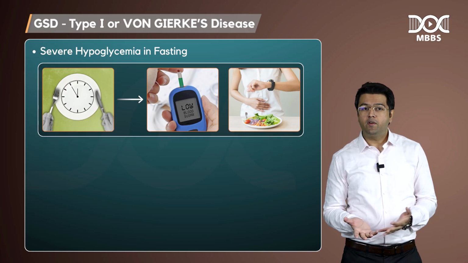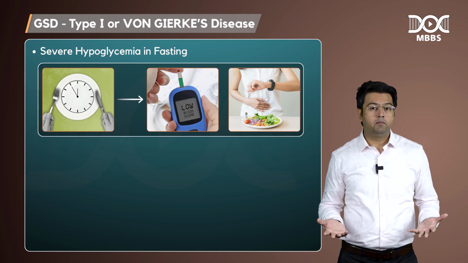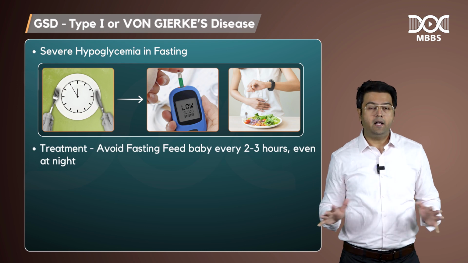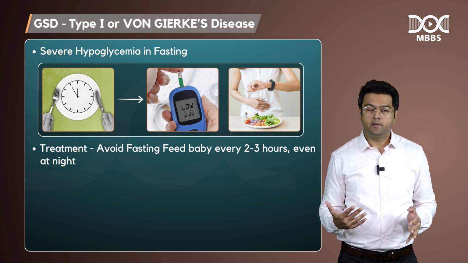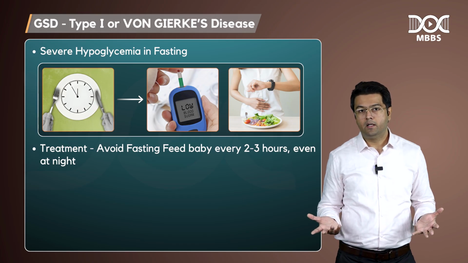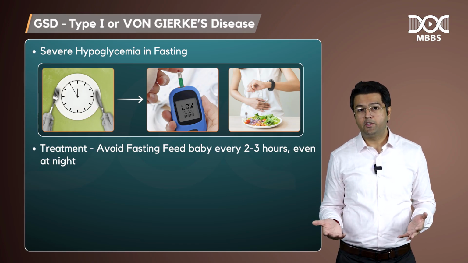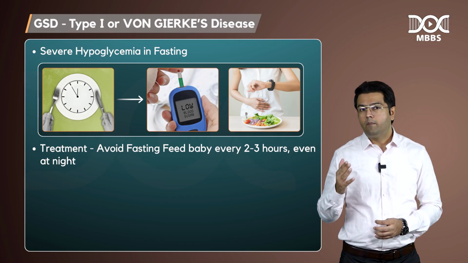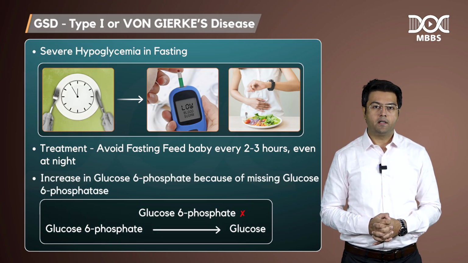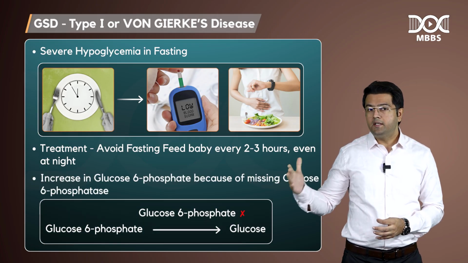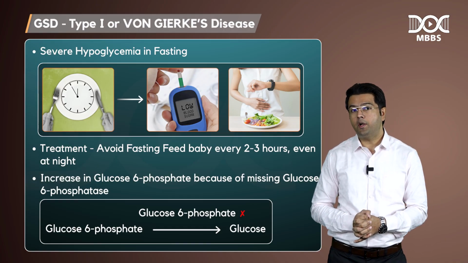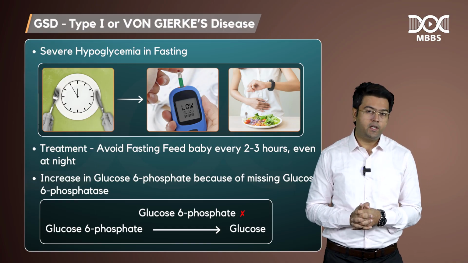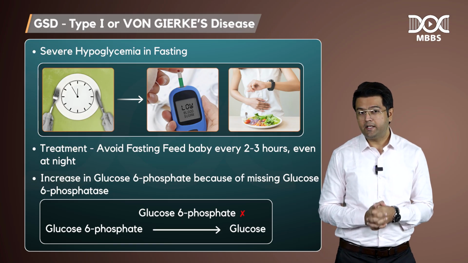So guys, that is why the treatment of this patient is nothing but to avoid any kind of fasting. Feed this baby every 2 to 3 hours. That is the only treatment available, right? Even in the night, the baby has to be fed. Fine. Because the glucose 6-phosphatase is missing, there is increase in the amount of glucose 6-phosphate. So this is our second point. So first was the fasting hypoglycemia because glucose 6-phosphatase is missing.